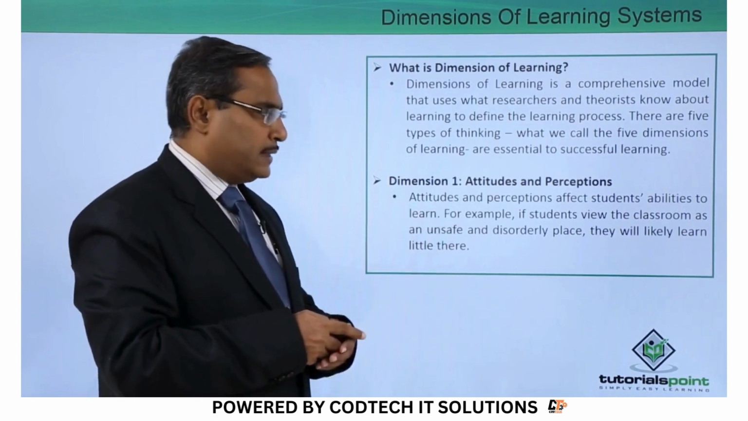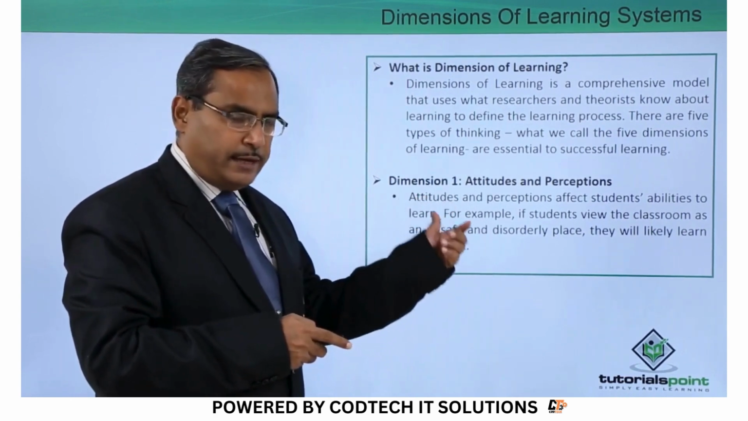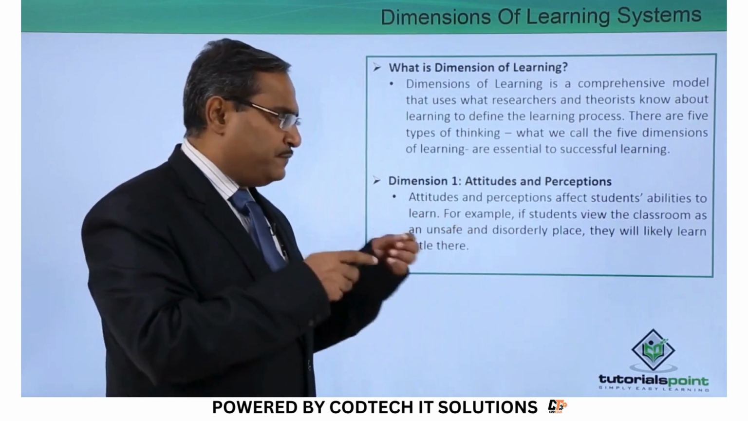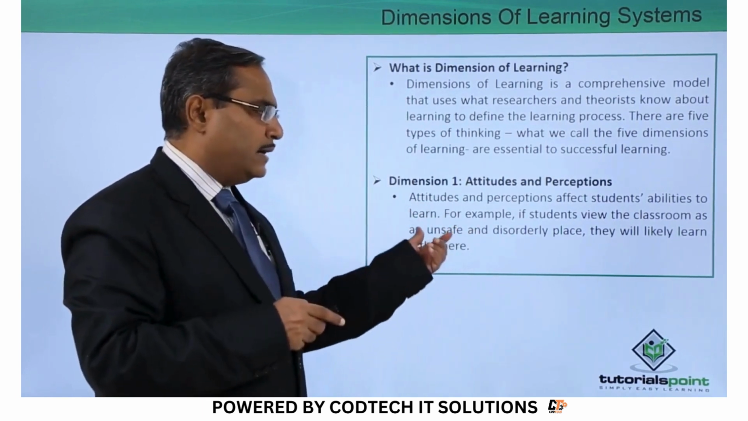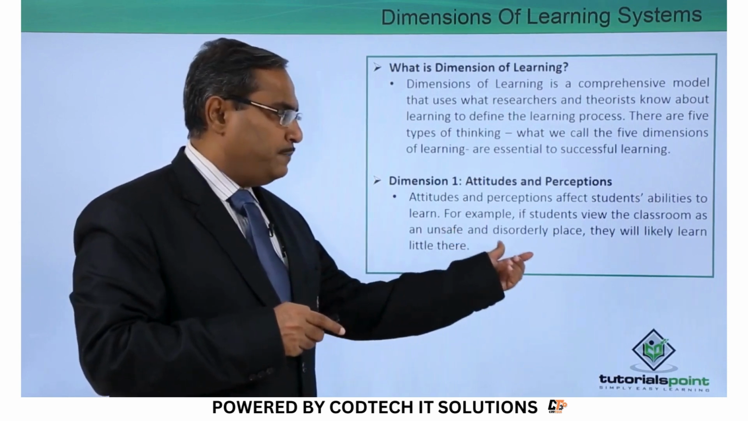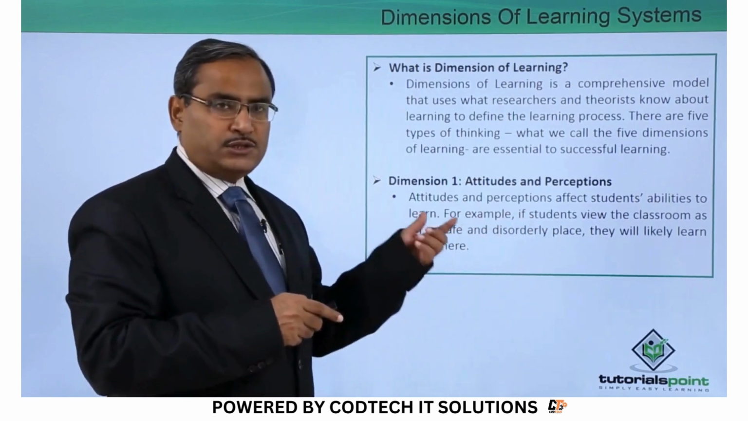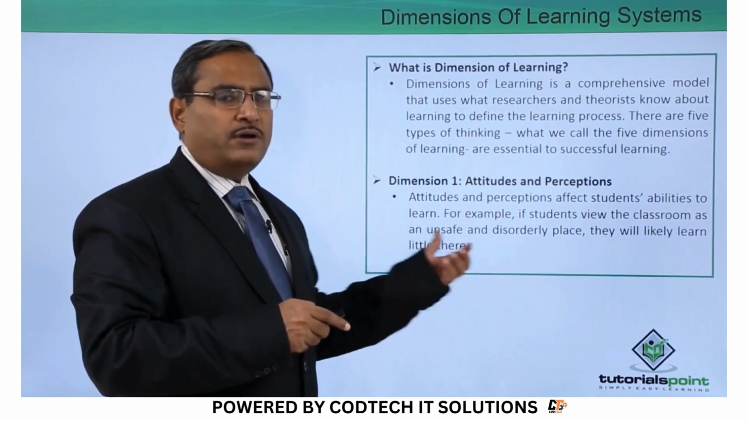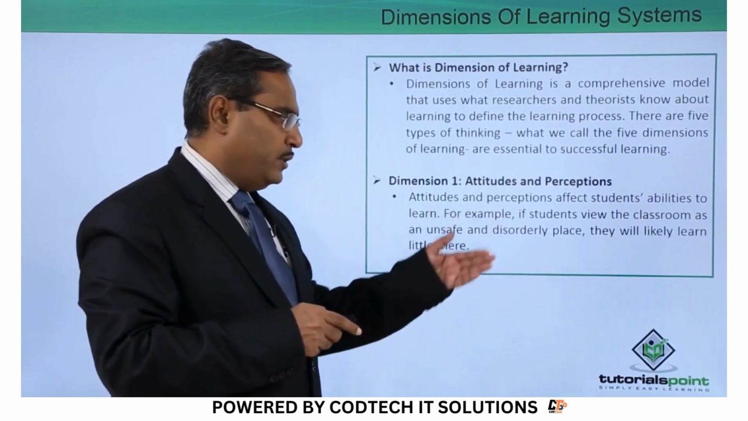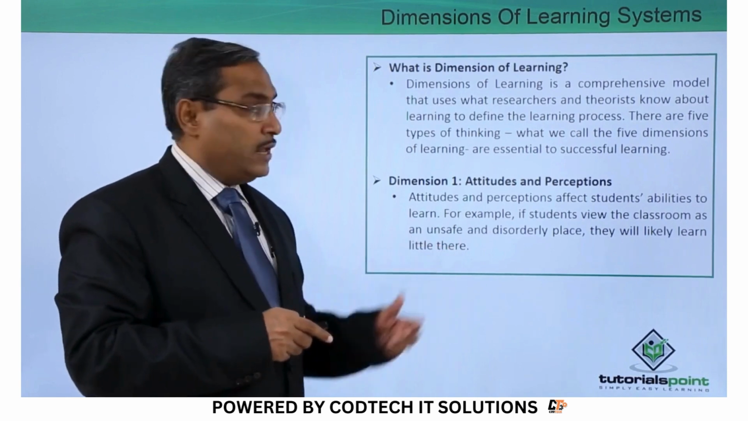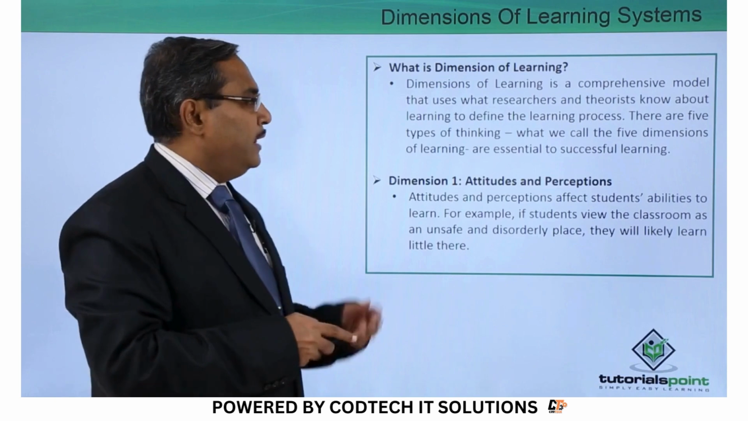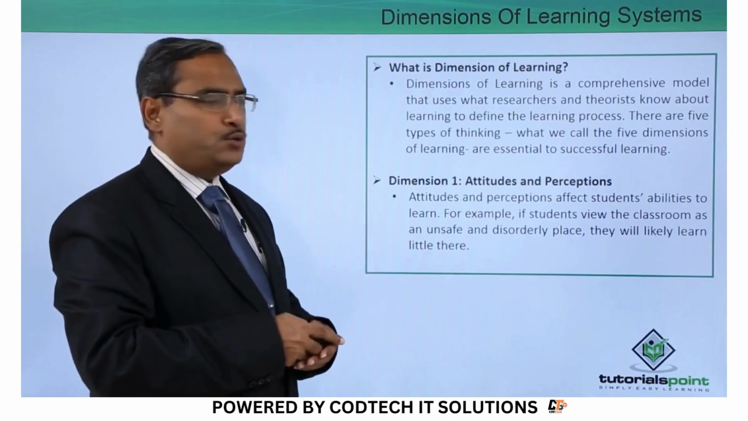Attitudes and perceptions affect students' abilities to learn. For example, if students view the classroom as an unsafe and disorderly place, then obviously the students will not like to use that place for their learning process, so they will learn little there. That is known as attitudes and perceptions. Let us go for dimension number 2.